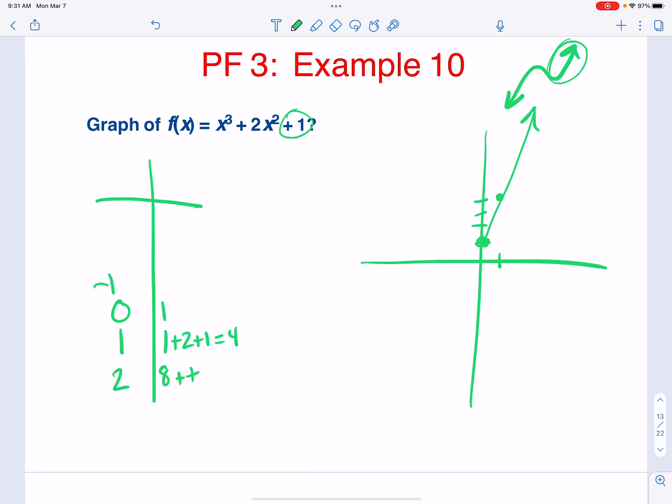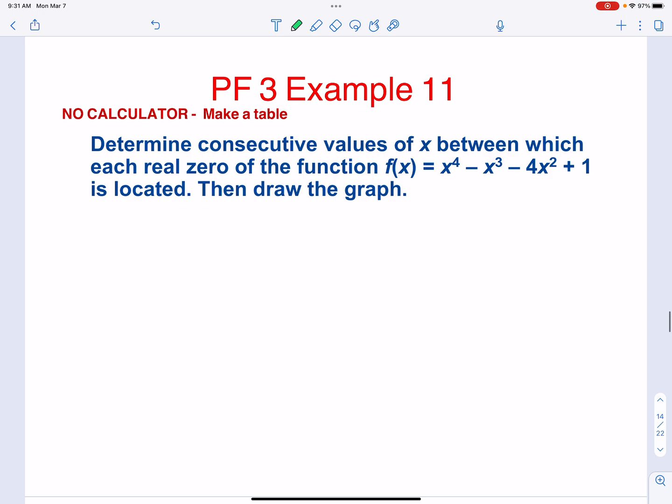So I'm going to come back to -1. That's -1 plus 2 plus 1, which would be 2. So I'm at negative 1, 2. That must be kind of in here. I'm going up. Negative 2 would be a negative 8 plus 4 times 2 is 8, plus 1. Okay, so now I'm going down again. I'm done. That got me going down, and all I need from you is just the shape of the graph.